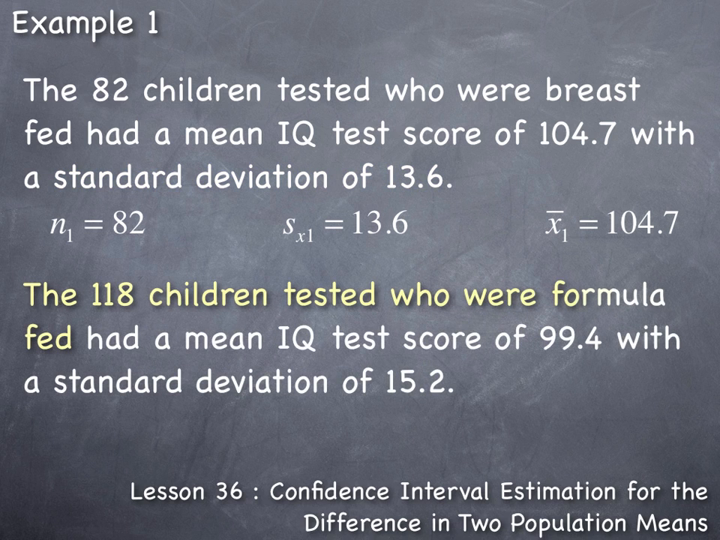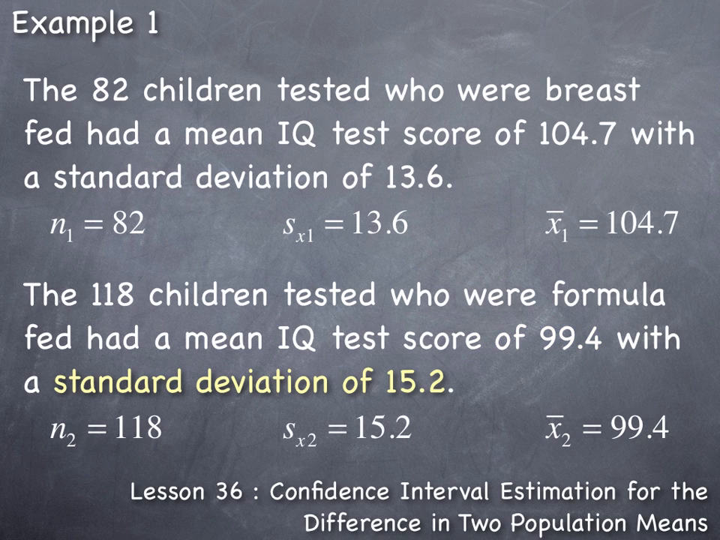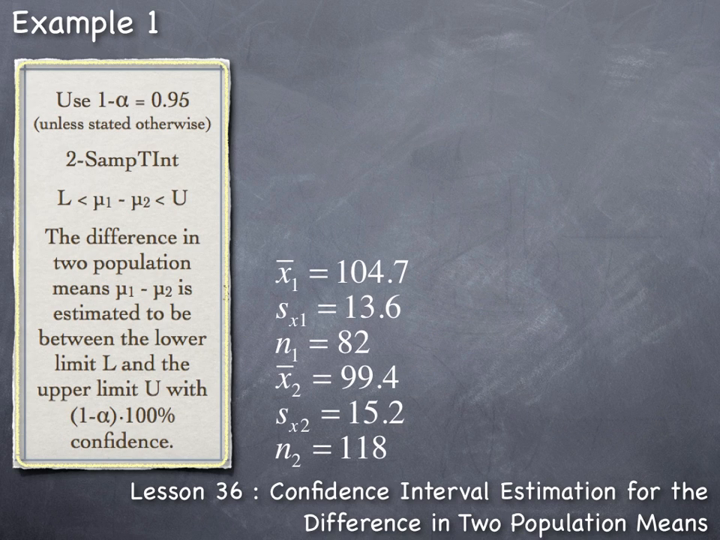Now when we're told that the 118 children tested who were formula-fed, this is our second population, and then the sample, 118 children tested, is our second sample size. So n2 equals 118. This sample had a mean IQ test score of 99.4, so the second sample mean, x bar 2, equals 99.4. With a standard deviation of 15.2, tells us that the second sample standard deviation, Sx2, equals 15.2. So these sample statistics can be used in the 2SampTInt command to construct our confidence interval.